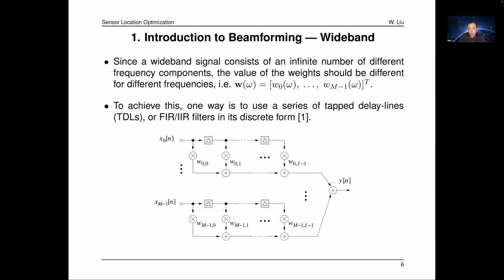So you have this W. For the narrowband case, it's independent of omega because omega is fixed, and you can ignore the omega part. However, for the wideband case, this W should be a function of omega. And in digital signal processing, we studied that to have a frequency dependent response, you can have an FIR filter or IIR filter, so finite impulse response filter or infinite impulse response filter.